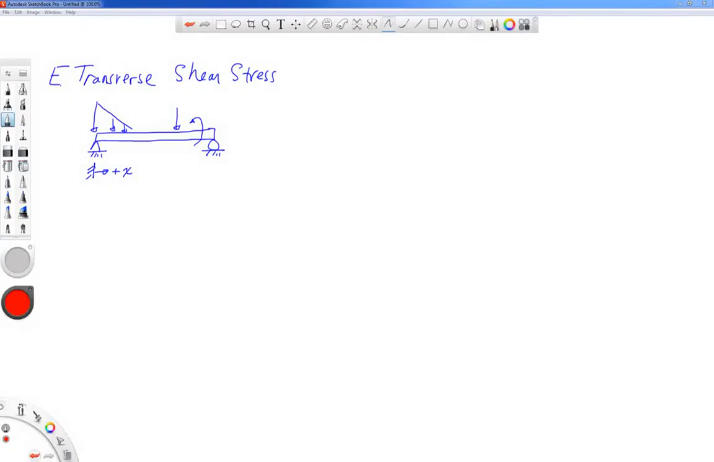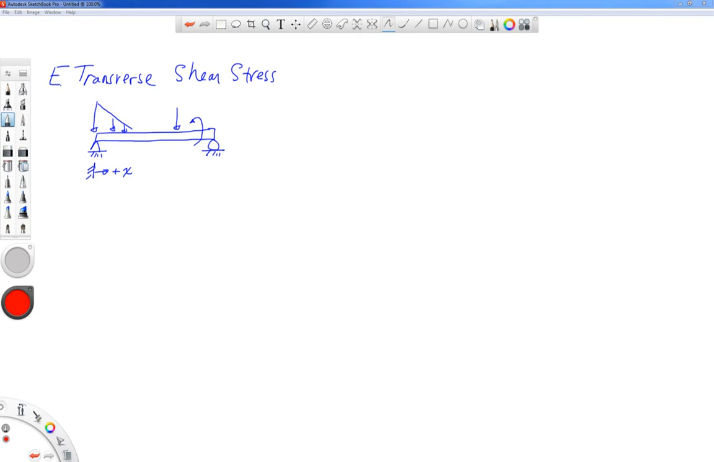In this lecture, we're going to talk about transverse shearing stresses in beams. Previously in the semester, we came up with a formula for the average shearing stress. Tau is equal to the shear force divided by the area in shear. And at that time, we said that later on, we're going to learn about a more sophisticated formula.